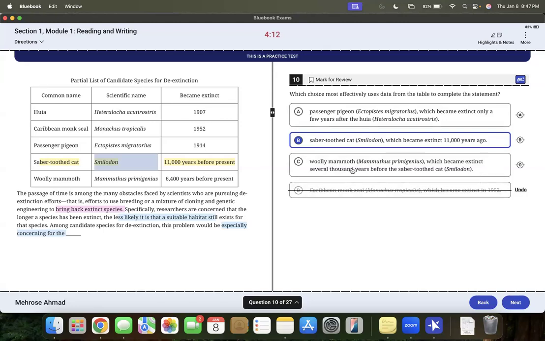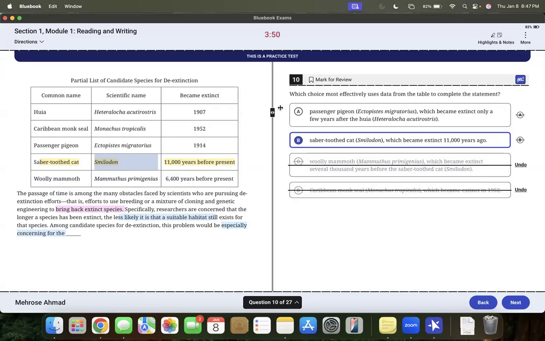Woolly mammoth, which became extinct several thousand years before the saber-toothed cat. Okay, let's fact check. Woolly mammoth here, good. Mammoth of Prignus, that also matches. 6,400 years. Well, is that correct? No, because 6,400 years is not as old as 11,000 years before. So this is factually incorrect.